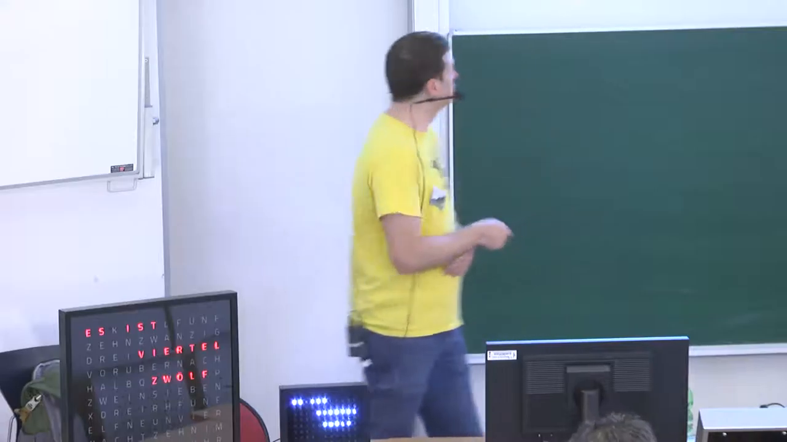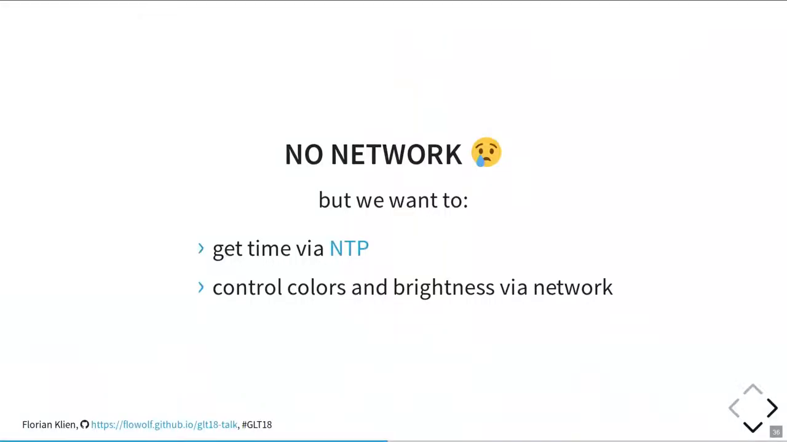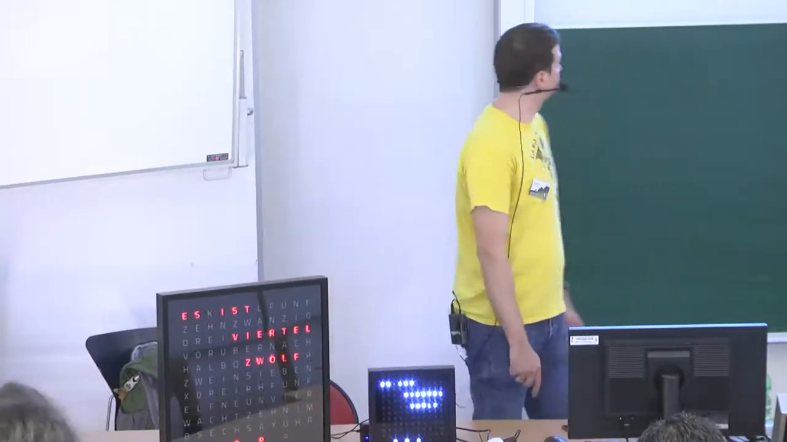The alternative is to borrow it from somewhere, and we could use the network to do that. So the Network Time Protocol does exactly that. It takes atomic clocks around the world, takes the average of that, and then gets the time from them, okay? So it has some fancy stuff integrated to not mess up the delays you get with the network, but you get perfect time, given that you have network access. And we might want to control the colors or the stuff that the word clock does with the network or with our home automation, etc.